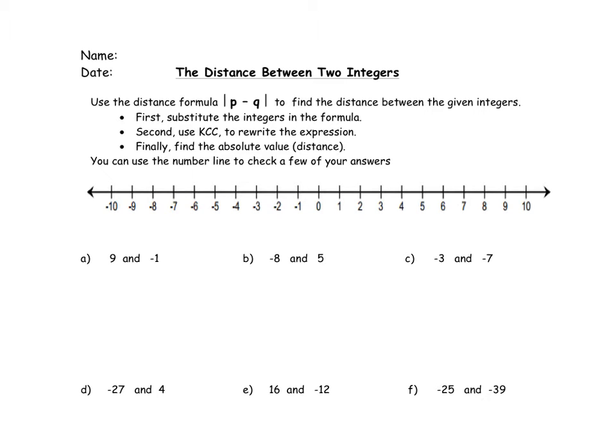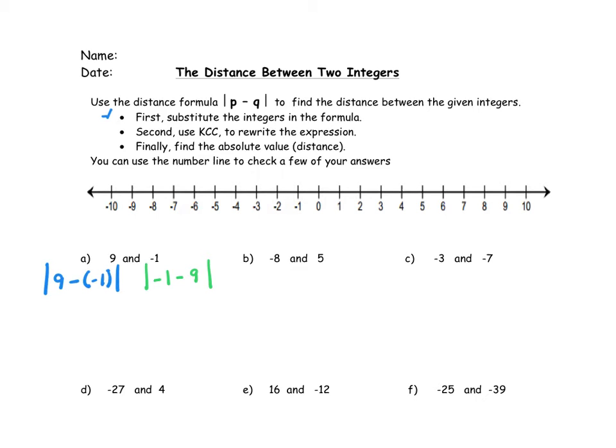So we're going to start with letter A. We're going to look at the direction that says that we're supposed to first substitute in the formula. So I can either put 9 as P and -1 as Q. So I'm going to write 9 minus -1. But I have to have the absolute value bars on it. Or I could choose to use -1 as P, and 9 as Q. So I could write it this way, -1 minus 9, but again, the absolute bars have to be there. So it doesn't matter. We're going to see that in a minute.